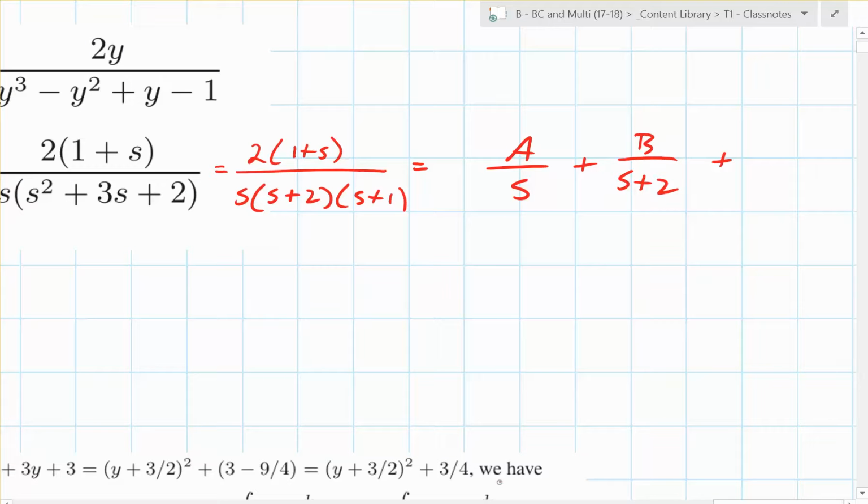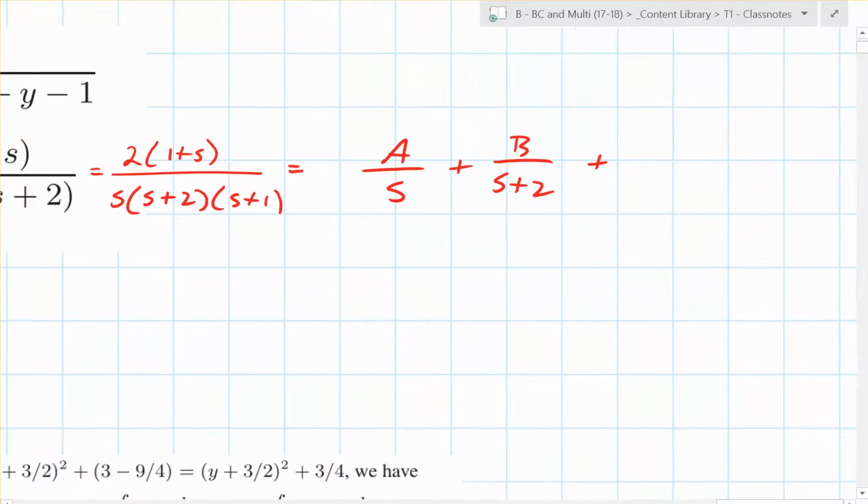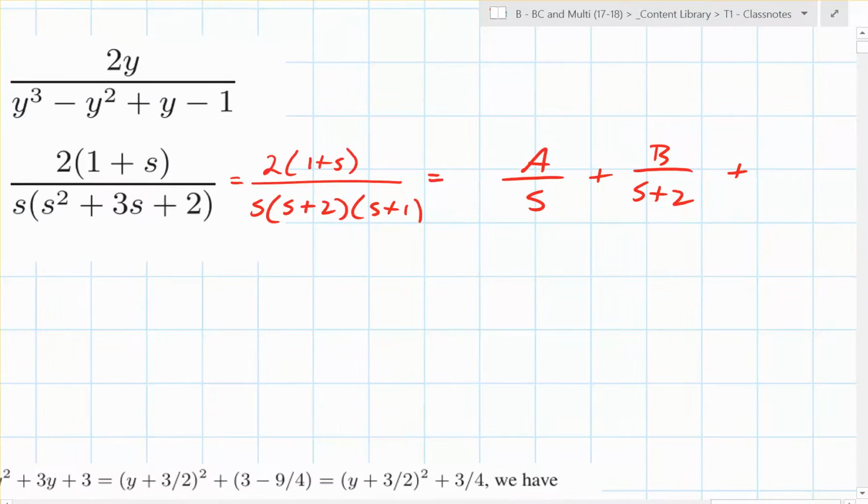Hold on one sec, everybody. Yeah, so you were asking, can we simplify something first? We absolutely could simplify something first. You're absolutely right. That's great. So what's on the top and the bottom? Those are gone, right? So you literally could do A over S and plus B over S plus 2.